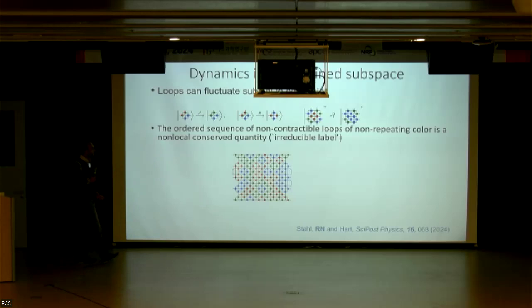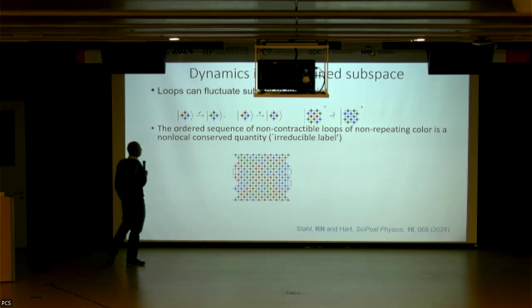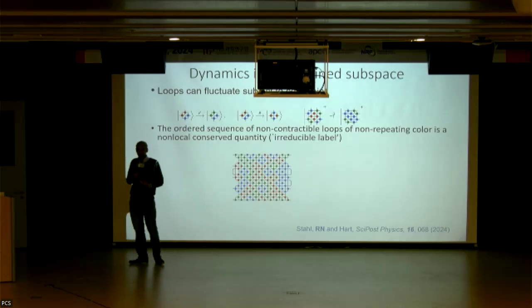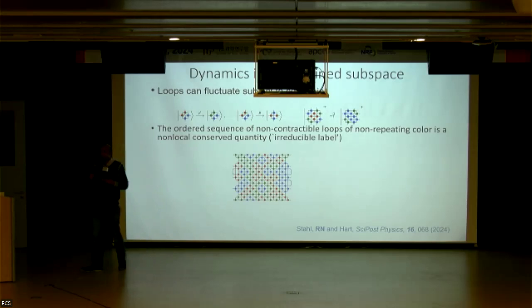So let me consider some state of this sort that satisfies the constraint. And now let me just march from left to right across the system. And every time I encounter a non-contractible loop, I will record the color. So for this particular state, I would march along from left to right. I would record here green, then I would record red, and then I would stop. And this ordered sequence of non-contractible loops of non-repeating color, I can call this a word if you wish. So each non-contractible loop is a letter in a certain color, and the ordered sequence of letters is a word, and this word is a topological invariant.